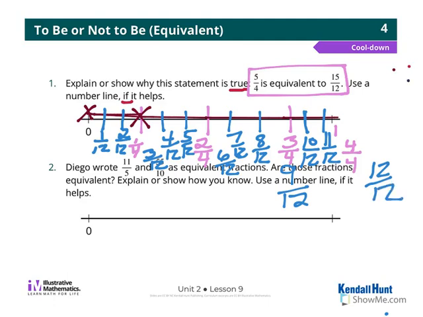All right, I'm going to be an ant again. I'm going to start at 0, and I have to go 15/12. 1, 2, 3, 4, 5, 6, 7, 8, 9, 10, 11, 12/12. Back to the beginning. 13/12, 14/12, 15/12. So I know, because of my number line, 5/4 is equal to 15/12.